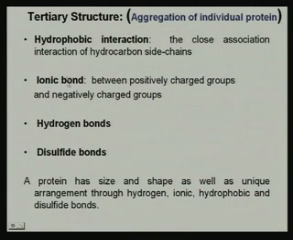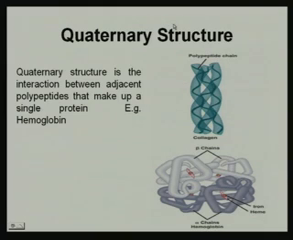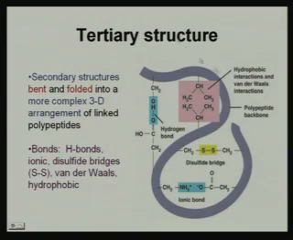Here hydrophobic, ionic, hydrogen bonds, disulfide bonds etc. are present for proper aggregation of the individual protein molecule, and it forms the tertiary structure. Now when we are talking about this type of chain, they are called the peptide chain. In this tertiary structure, it is the peptide chain which is folded, bent, and they form the complex molecule.